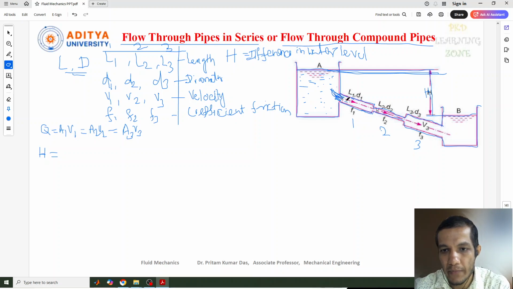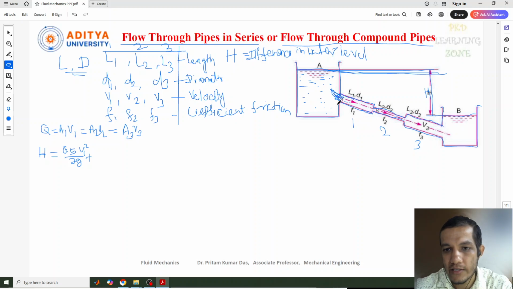So entry to the pipe, at this level. During the entry to the pipe, what are the losses? That will also come under the minor losses. So minor losses for this, we know that the formula is 0.5 V1 square by 2G. This is one.